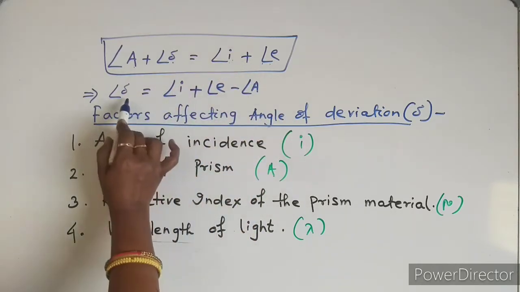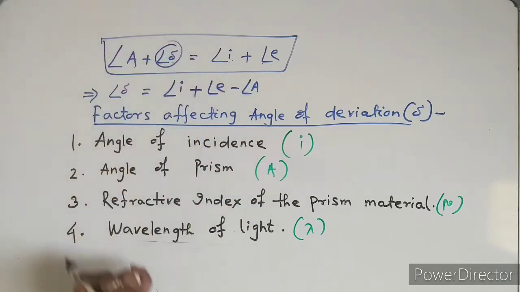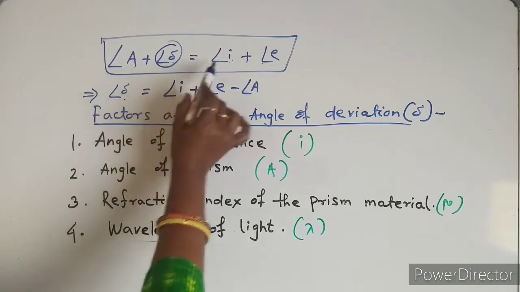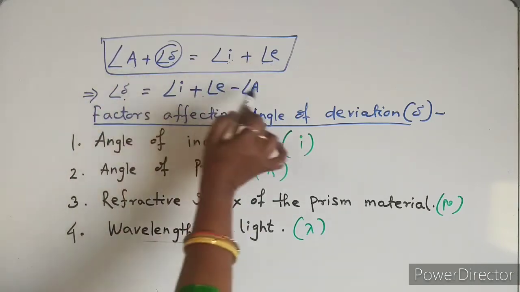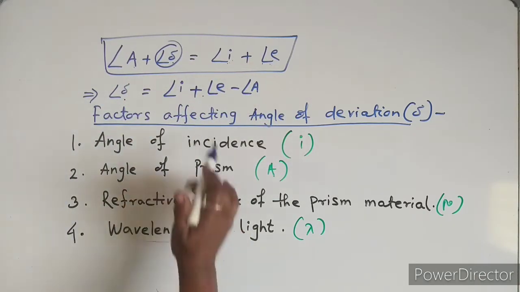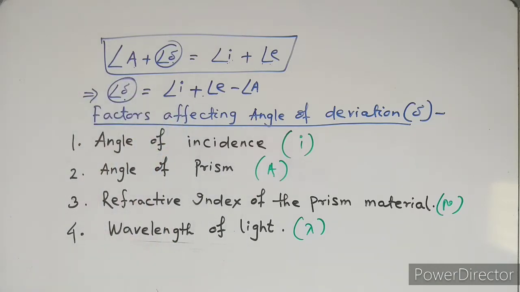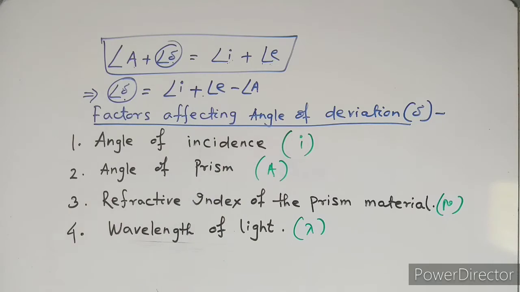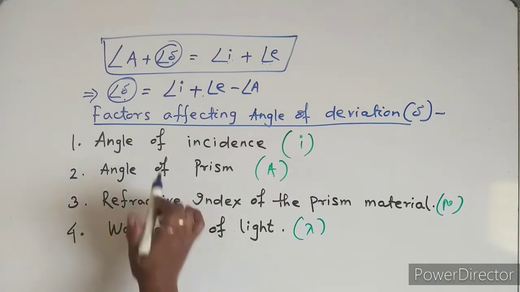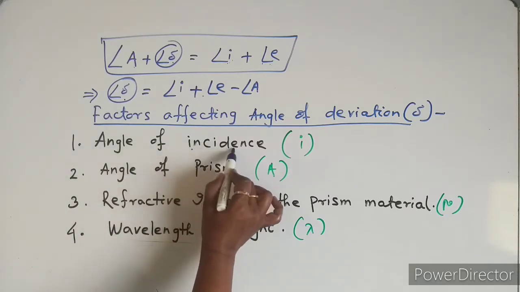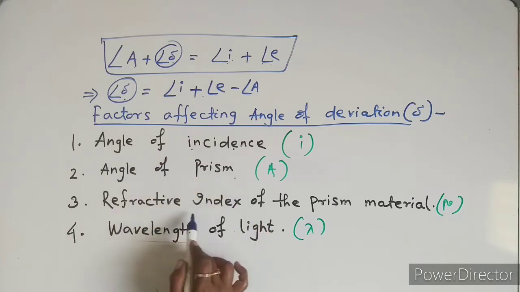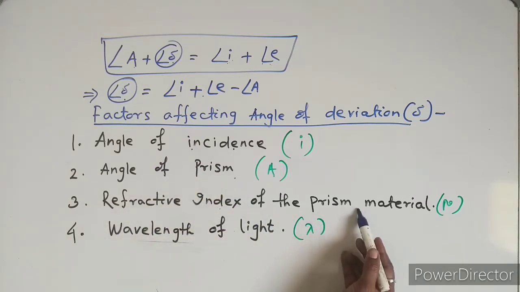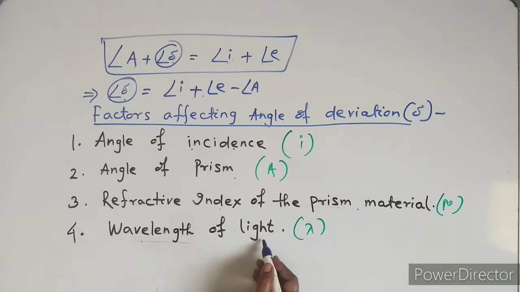And here let us see how to find the deviation. Angle of deviation equals I plus E minus angle of prism. Now, on what factors does this angle of deviation depend? One is the angle of incidence, then the angle of prism, the refractive index of the material of the prism, that is, what material of prism you have taken, and then the wavelength of the light.